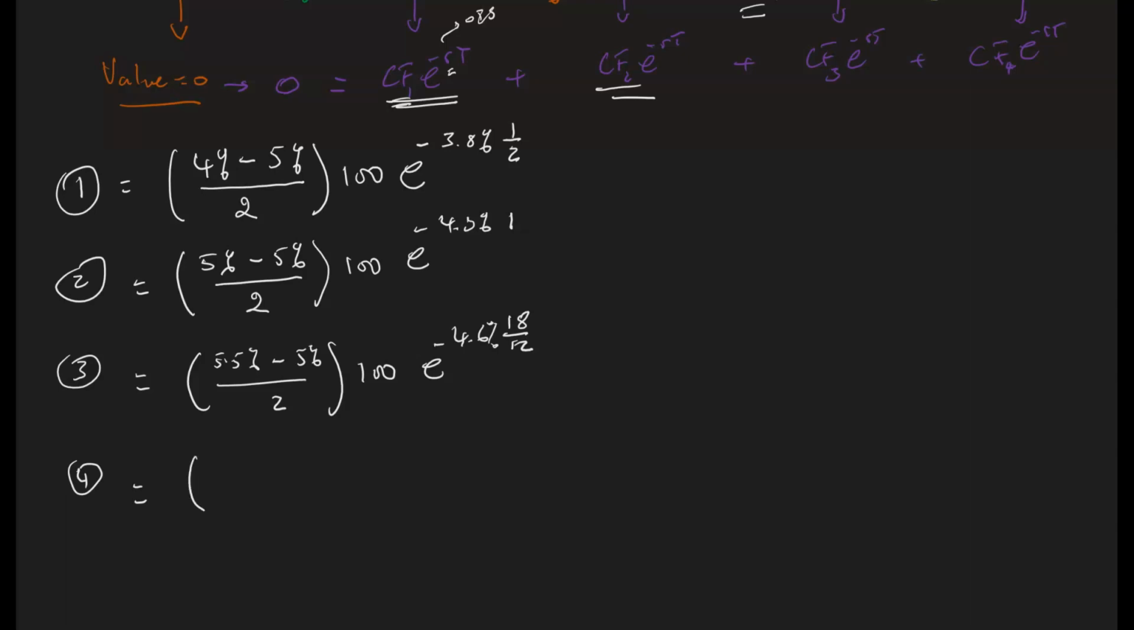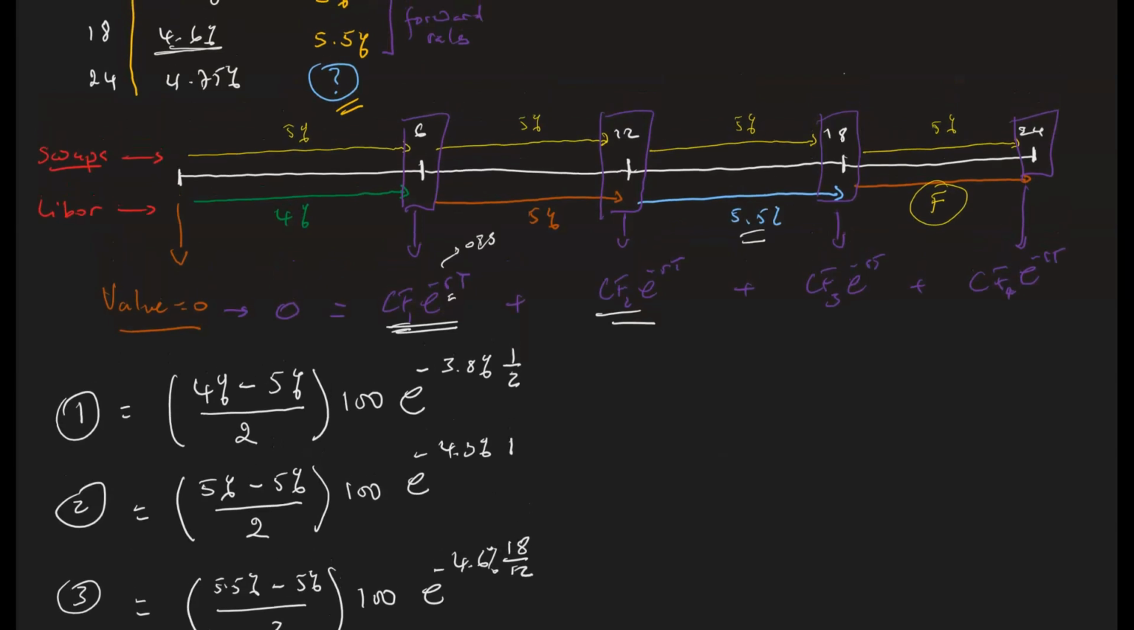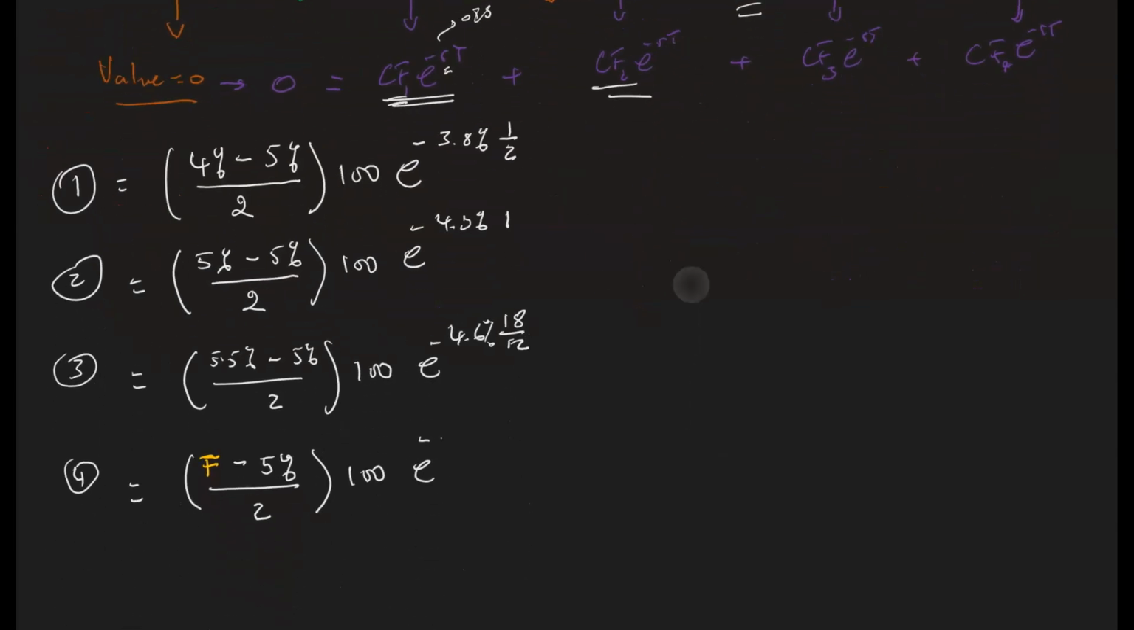And our last cash flow is going to be LIBOR that we're going to be receiving, and that's what we don't know, so we're going to label that F here. That's what we're going to be receiving. We will be paying fixed rate, which is still 5%. That's our swap rate divided by 2, multiplied by our notional amount of 100, and then we find the present value at the OIS rate of the period, and the OIS rate of the period is 4.75% for 2 years.